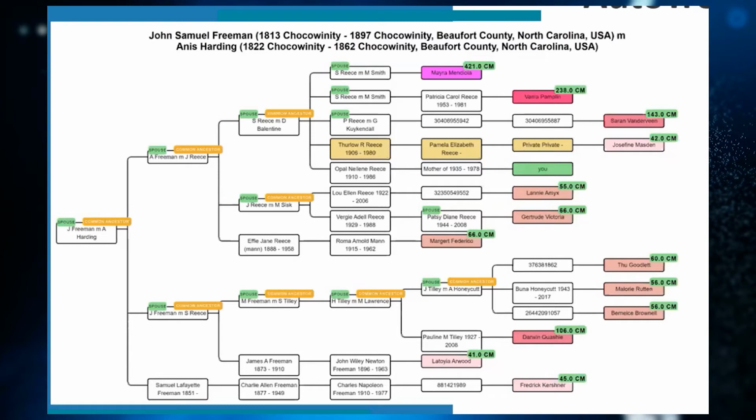So this tree that we're looking at right here, if I remember correctly, the Watto tool is a hypothesis, right?